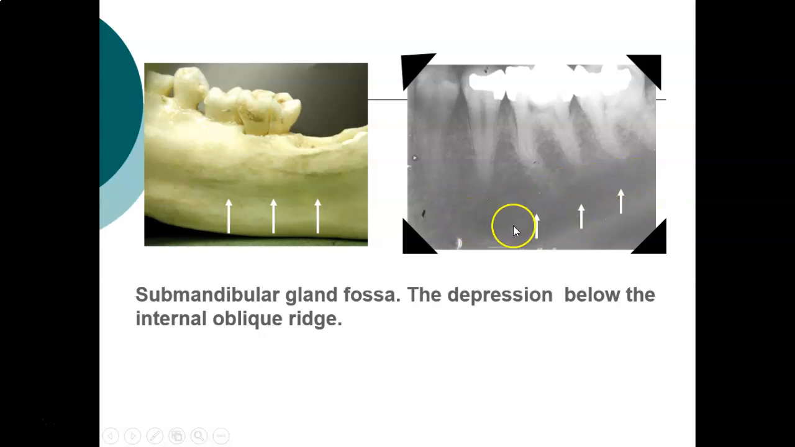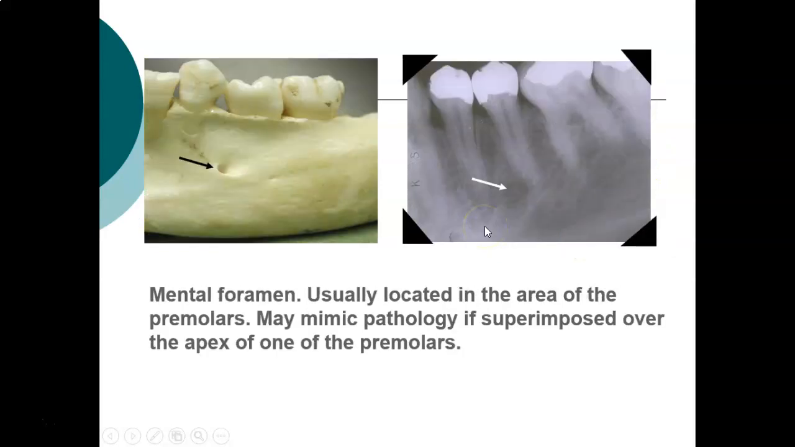So here's the fossa again, the submandibular gland fossa. Here's the mental foramen, usually located in the area of the premolars, and it may mimic pathology if superimposed over the apex of one of the premolars. So just knowing that that is typically there.